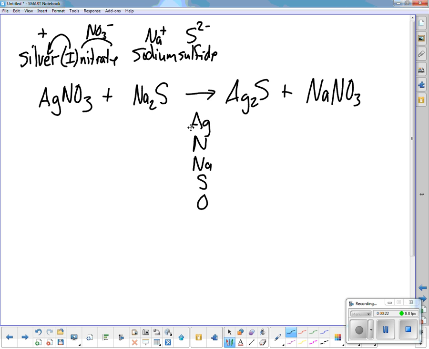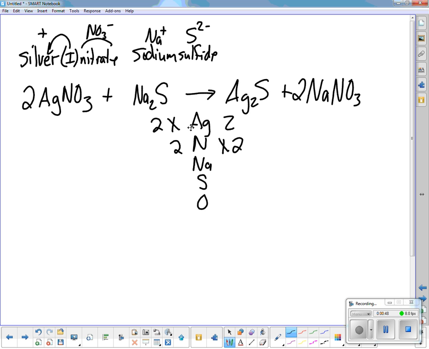So on the left I have one silver, sorry. On the right I have 2. So I'm going to come back over here and put a 2 in front of the Ag. That'll change it to 2. Nitrogen now, this 2 goes through, so I have 2 nitrogens on the left. I have 1 nitrogen on the right, so I'm going to put 2 in front because the 2 will go through. That gives me 2.